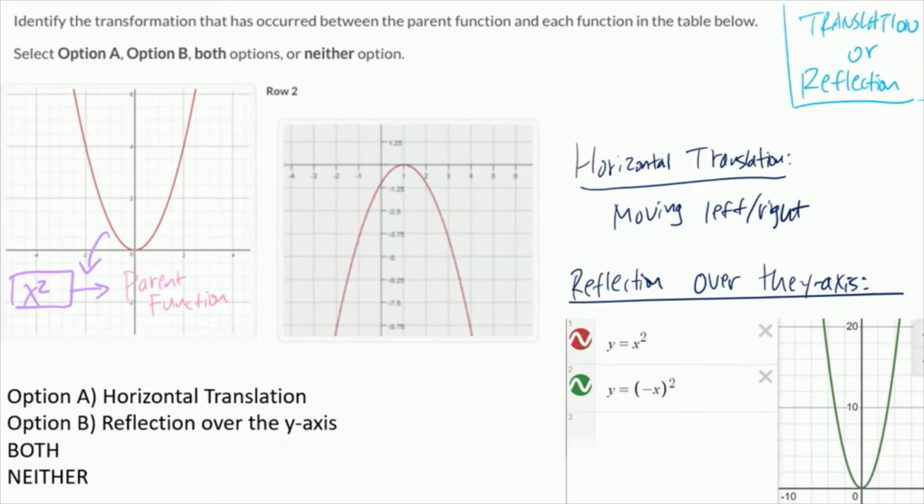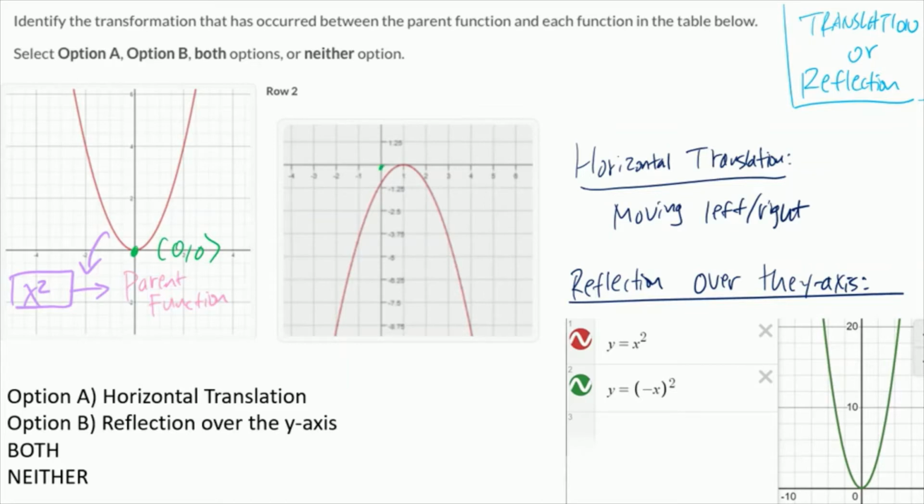In this question, we have an option of horizontal translation or reflection over the y-axis. So it means either translation or reflection. A horizontal translation means moving left or right. So let's see if it's a horizontal translation. Look at our parent function. Our origin is 0, 0.